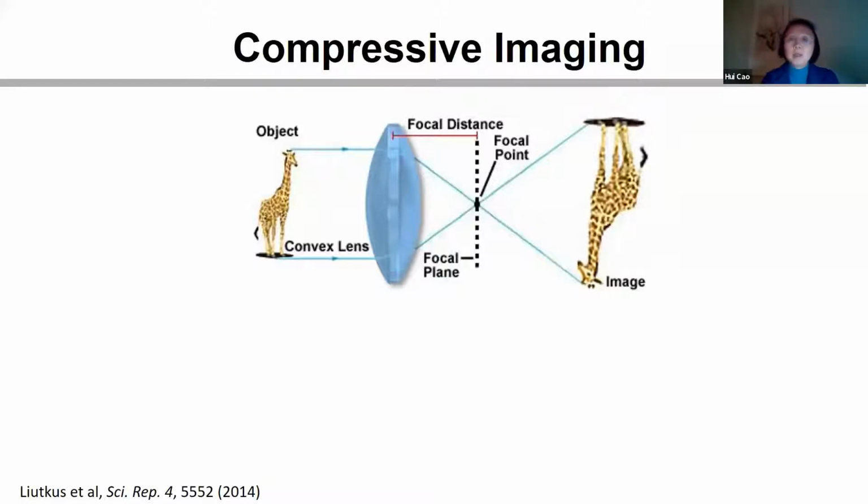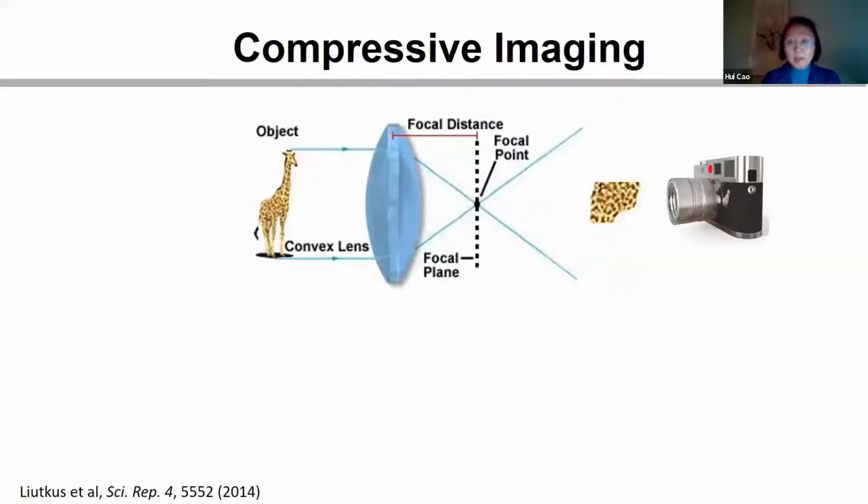Sometimes it is inversed. So now if we have a finite camera, then we can only measure part of it. So in this case, we don't know whether this is a giraffe, right? Because the light from the head completely missed the camera. The light from the foot also missed the camera. We only see part of it, so we don't know what we see if we only have a small camera.